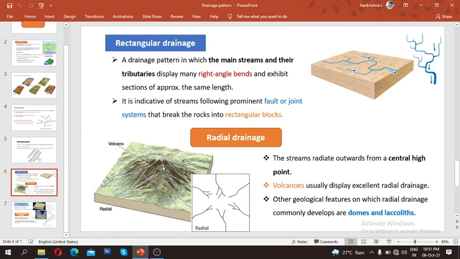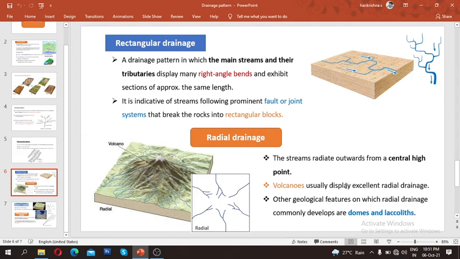That is what is known as radial drainage pattern. The streams radiate outwards from a central high point. Here you can see a central high point. From this particular point the water will be moving to various directions. You can see these blue lines, it is the flow of water. So the water is flowing in all these directions, not only in a single channel but also showing various tributaries, and the water is moving from this particular point. This is known as radiating structure.